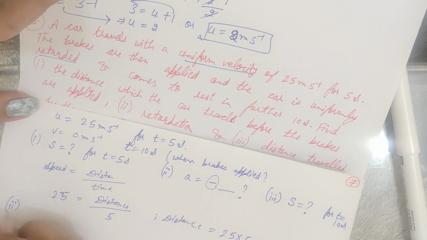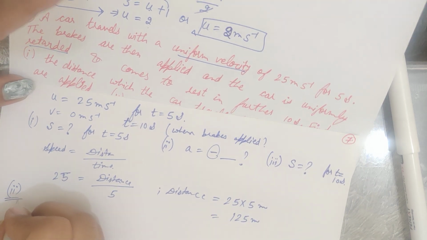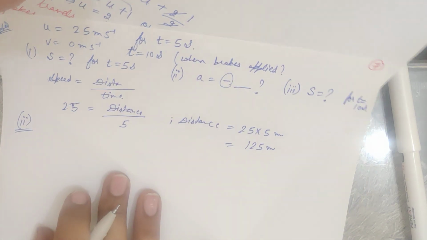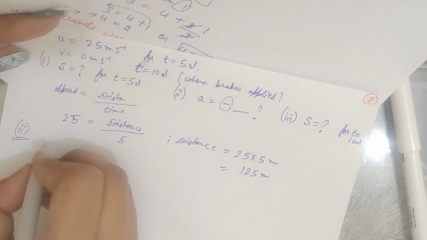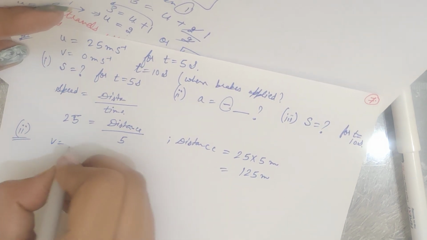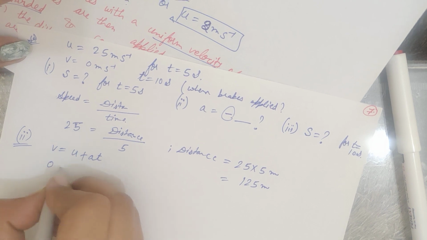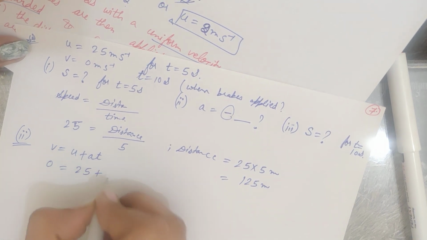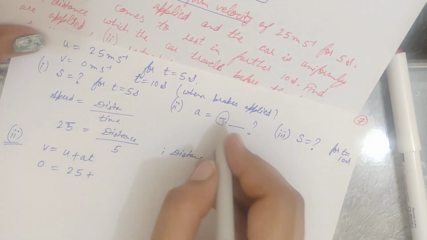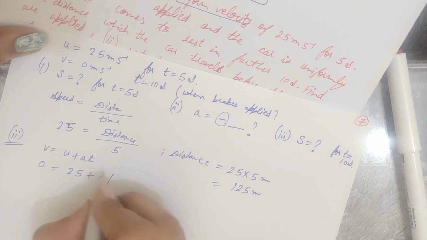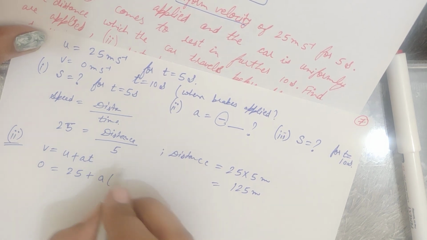Second part, next we have to find the acceleration. For finding acceleration, we know the formula v is equal to u plus at. The v is 0, u is 25, acceleration we need to find out, that will come in the form of negative. Time we are taking as 10 seconds.